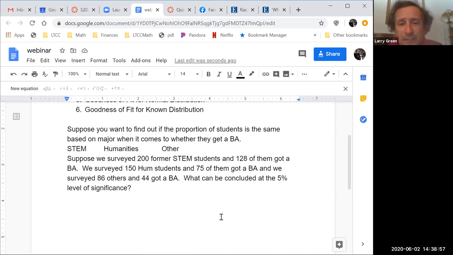Okay, so this is different than anything we've done before. We haven't learned how to run this hypothesis test yet, because now we have 3 different groups. I want to see if the proportions are the same. Any questions on that?